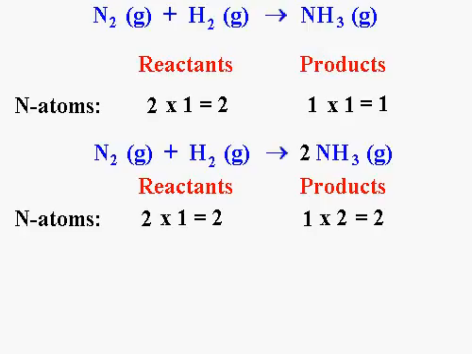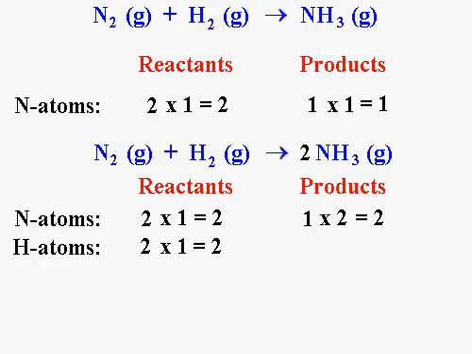Okay, that's good. Now let's go on to the hydrogen atoms. On the reactant side of the equation, hydrogen appears in H2. That 2 means there are 2 H atoms in each molecule. There's no number to the left of the molecule, so there's just 1 molecule right now. So 2 hydrogen atoms in a molecule times 1 molecule tells us that there are 2 hydrogen atoms on the reactant side of the equation.